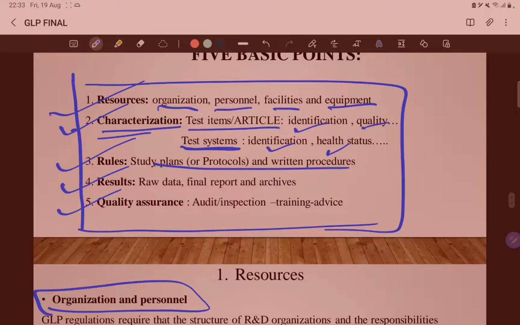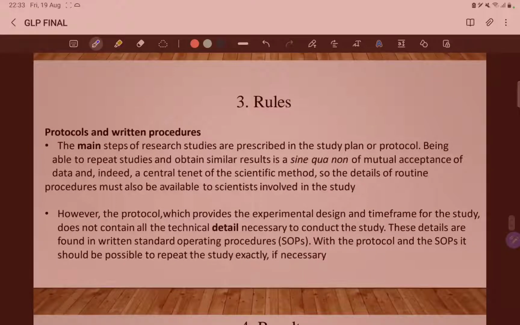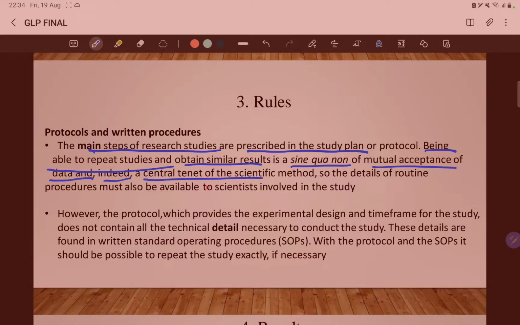Rules, that is the study plans and protocols. Protocols are written procedures, the main steps of the research studies, and are prescribed in the study plan or protocol. Being able to repeat studies and obtain similar results is a sine qua non of mutual acceptance of data, and indeed a central tenet of the scientific method. So the details of routine procedures must also be available to the scientists involved in the study.